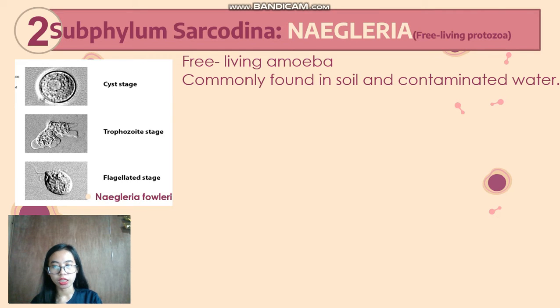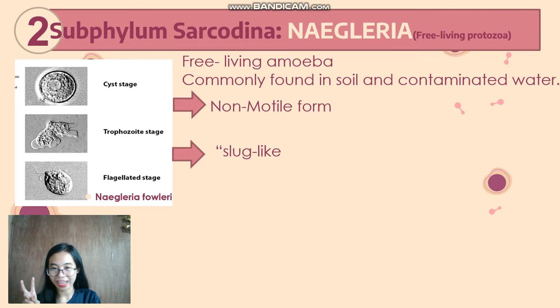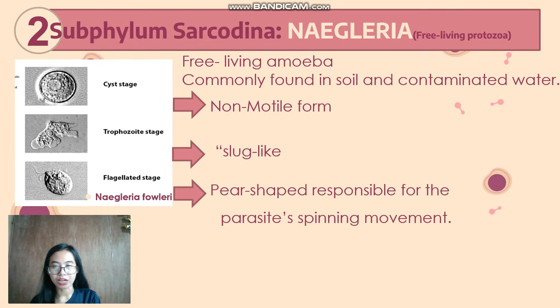So, the known pathogen worldwide is Naegleria fowleri. It is the only amoeba with three identified morphologic forms: the cyst stage, the trophozoite stage, and the flagellated stage. The cyst is the non-motile form, while the trophozoite exhibits typical amoeboid motility and is described as slug-like. The third is the flagellated stage, which is pear-shaped and responsible for the parasite's spinning movement.